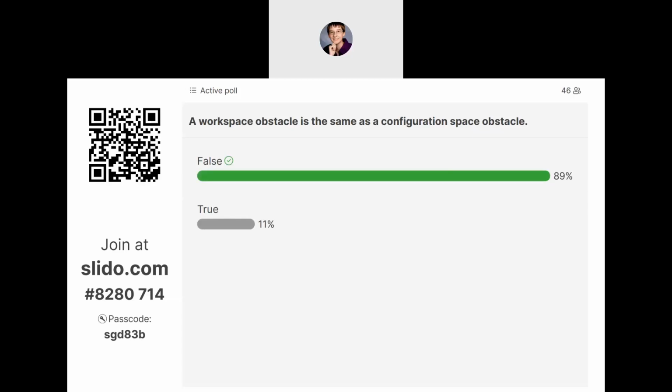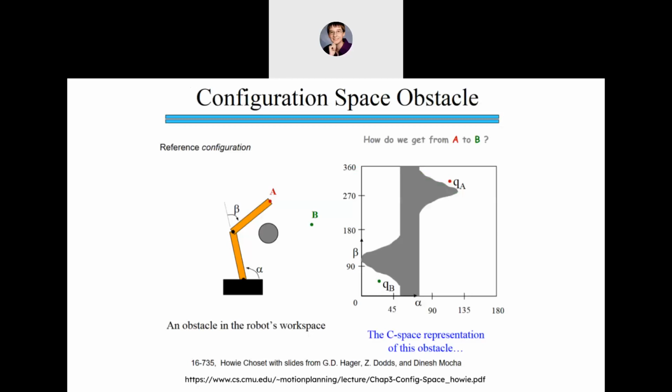Right. The answer is indeed false. And let's take a look at why that is. So here's an example where we have just the two joint arm, where alpha and beta are the two joints. And then this obstacle is the circle, right? So in the workspace, this obstacle looks like a circle. But if we look at our angles, right? So this is our alpha angle, and this is our beta angle. We have to see what configurations would result in collision with this obstacle, right?